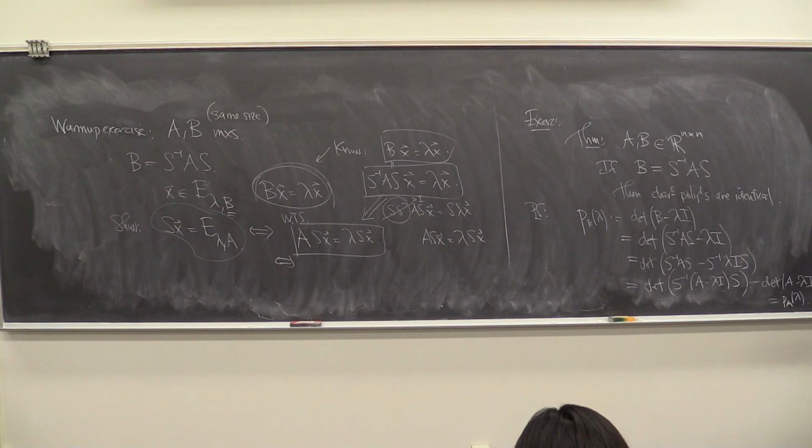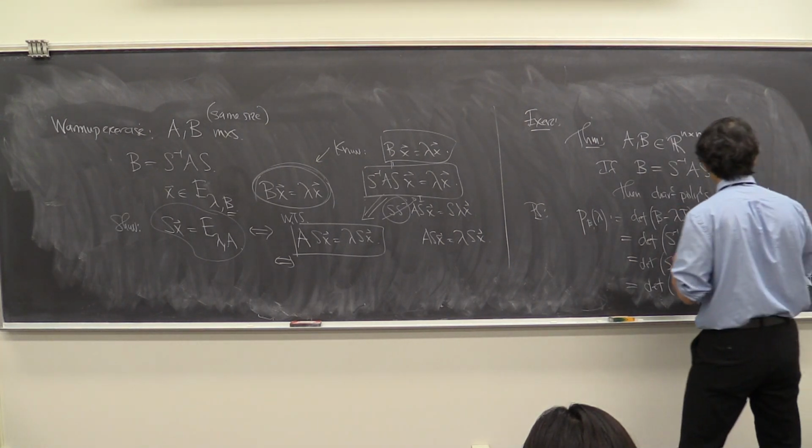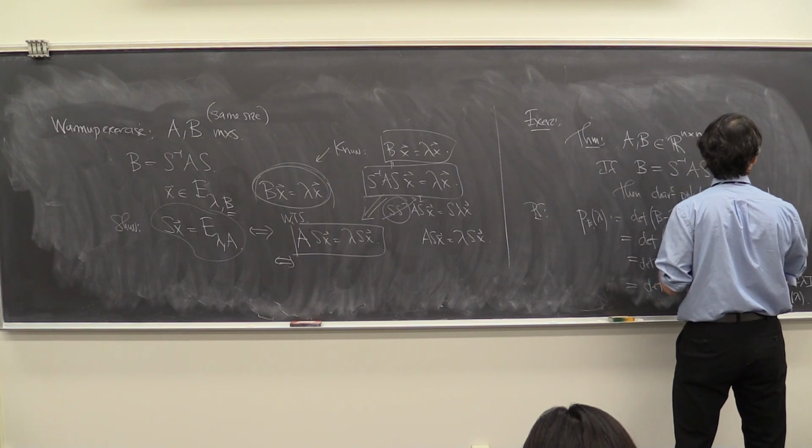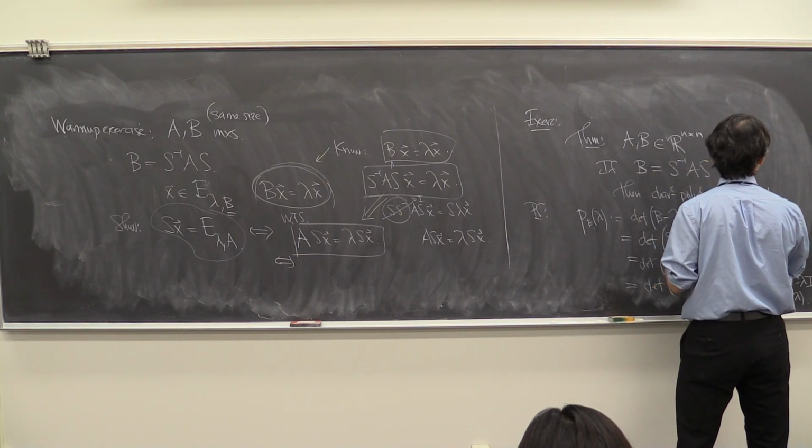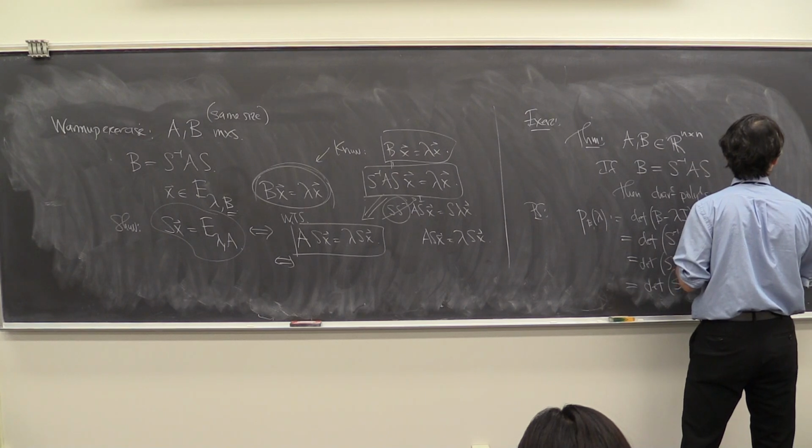So what does that tell you? That tells you that the eigenvalues of similar matrices are identical, right? The characteristic polynomials are identical. In other words, the eigenvalues are the same.